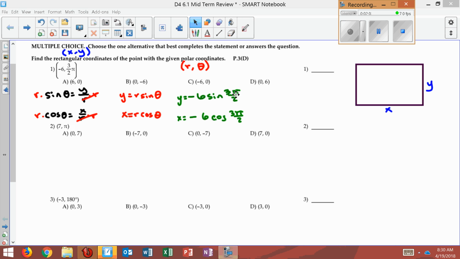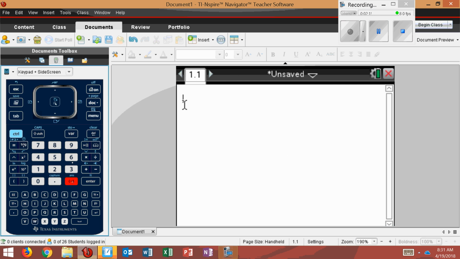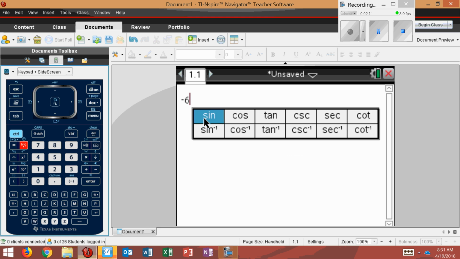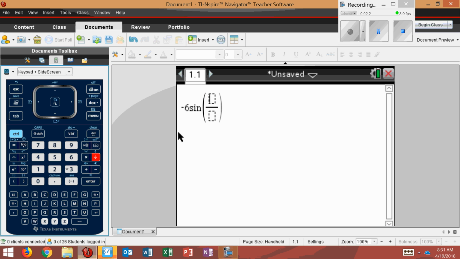We could also do the hand trick. If you think about this, anything pi over 2, anything with a denominator 2, is your thumb, and so you'd be bending your thumb. But in case you don't know how to do the hand trick, you could go to your calculator and just type it in. -6 sine, and it was 3 pi over 2. So I'm going to do fraction 3.